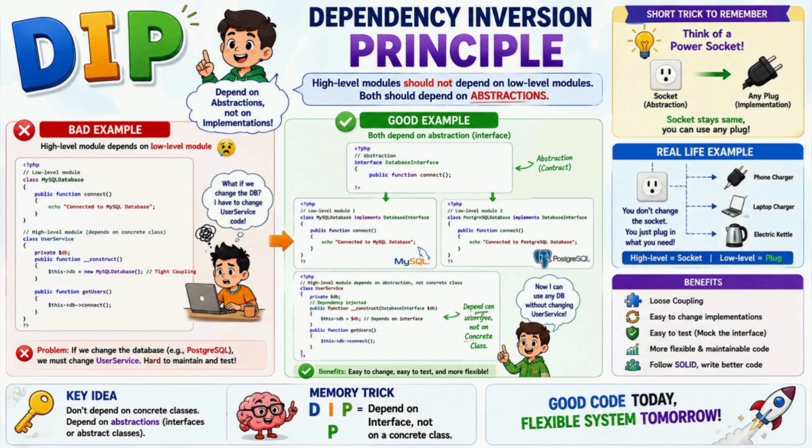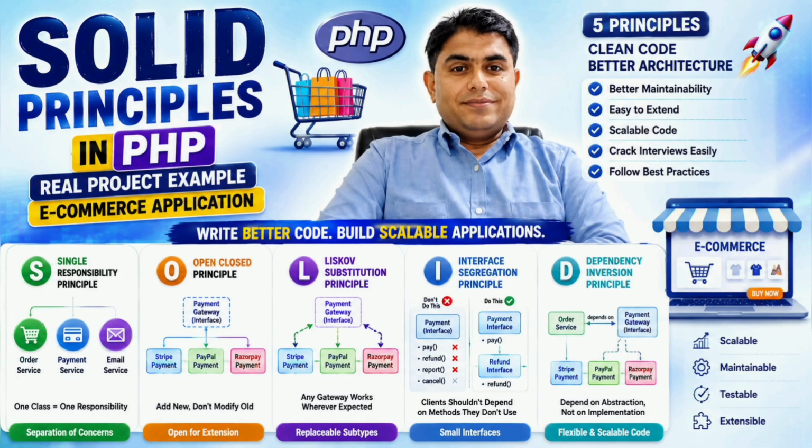So final revision, what we can say is: S, Single Responsibility Principle, one class, one job. O, add new, don't modify. L, child behaves like parent. I, small interface. D, depend on an interface.